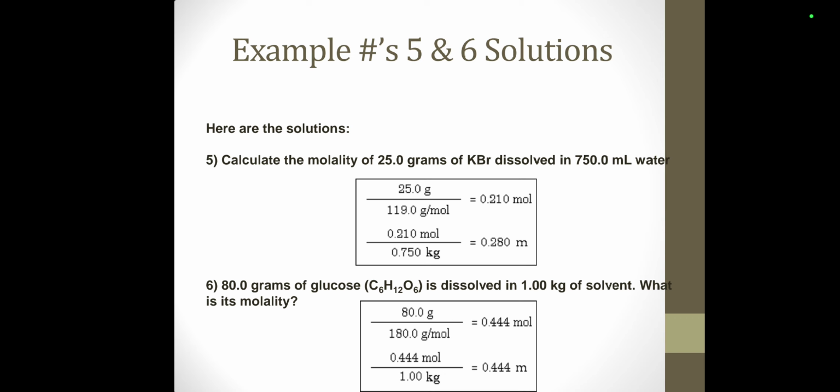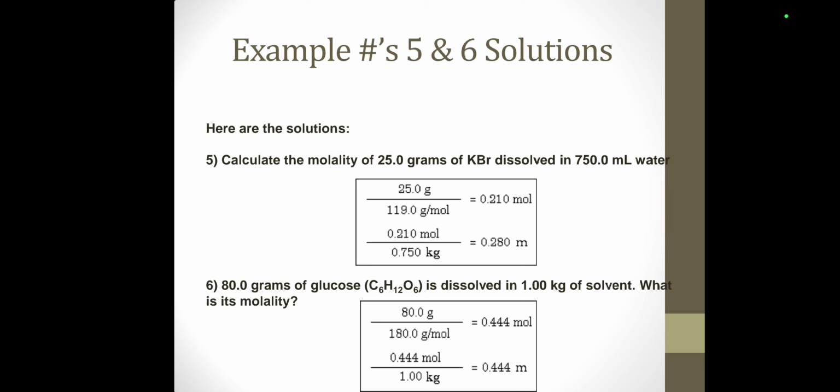And question number 6 would be: 80.0 grams of glucose is dissolved in 1 kilogram of solvent. What is the molality? So now 80.0 gram, which is the given, over the atomic mass of the different elements. Here we have carbon, hydrogen, and oxygen. Look for the atomic masses. Just get the atomic mass of the carbon, hydrogen, and oxygen. So, the result would be 180.0 gram per mole.